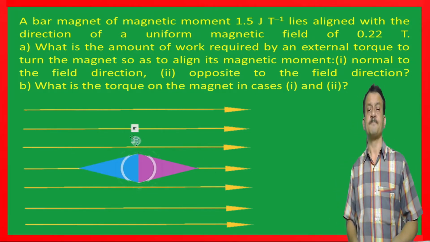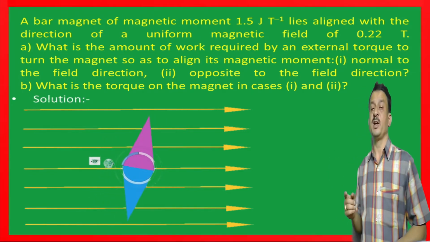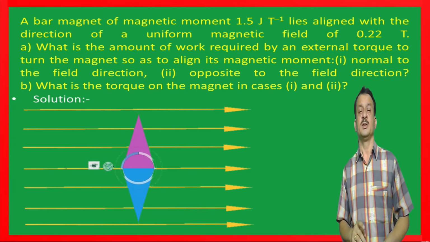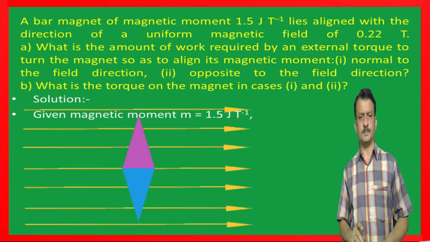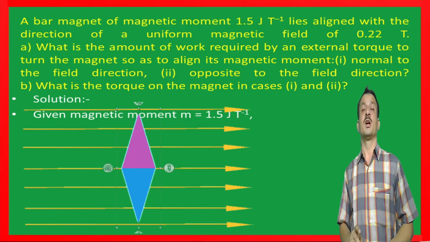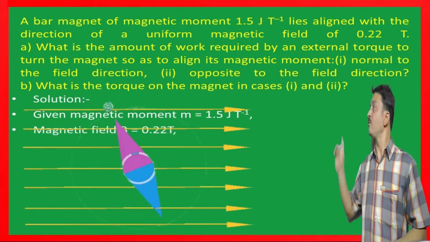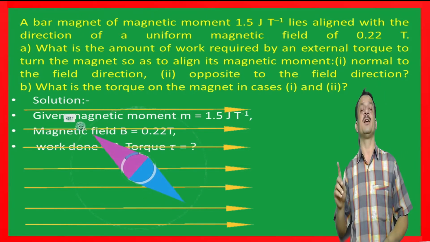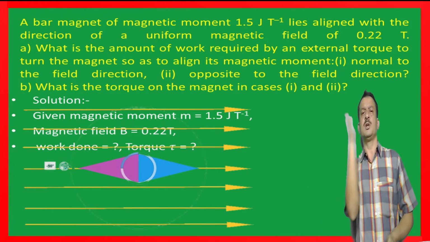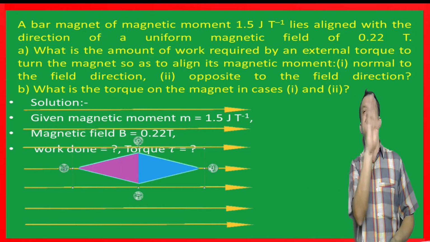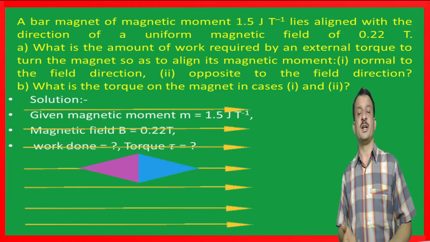Very simple. So given the magnetic moment of the bar magnet is 1.5 joules per Tesla. Okay, so then the magnetic field is given, 0.22 Tesla. Then we have to work out the work done and the torque. Now the first case, the formula for work done in aligning it normal to the field direction. So when it is brought from parallel to normal to the field direction, what is the angle between them? Since it is normal, theta becomes 90 degree.